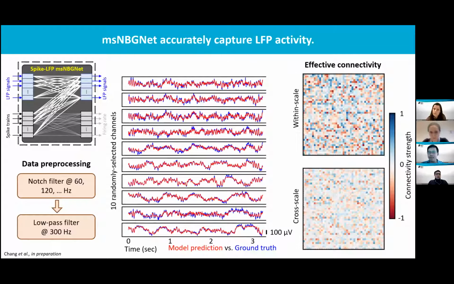And after that, we are interested in what MS-MBGNet can provide. Actually, since this is a dynamical model, we can extract the effective connectivity from the model for both within-scale and cross-scale interactions. And further exploration of the effective connectivity results will lead to more comprehensive insights into brain computation during cognitive tasks.